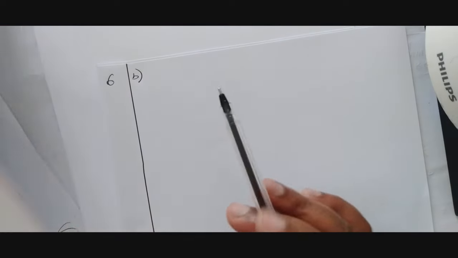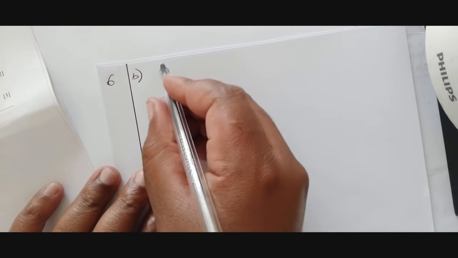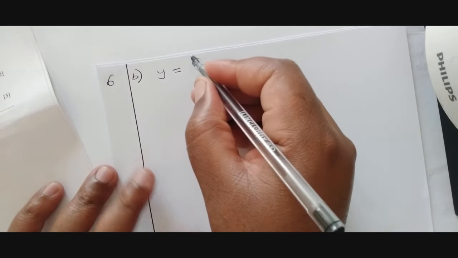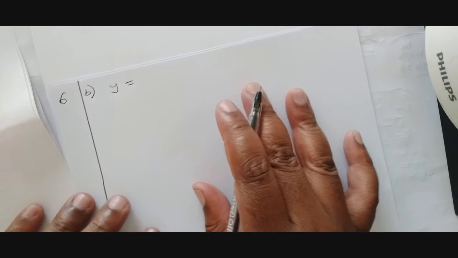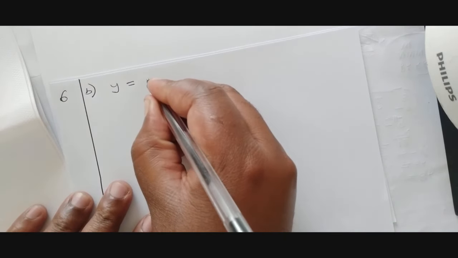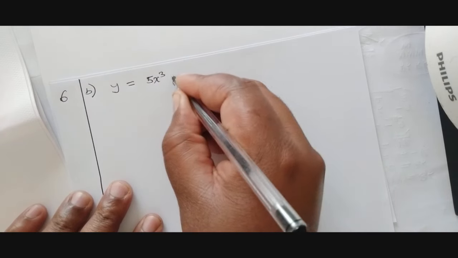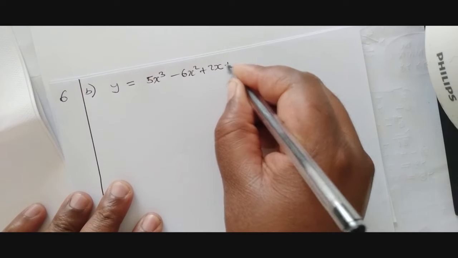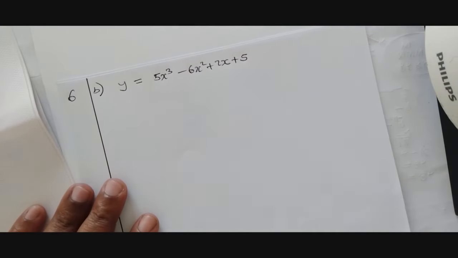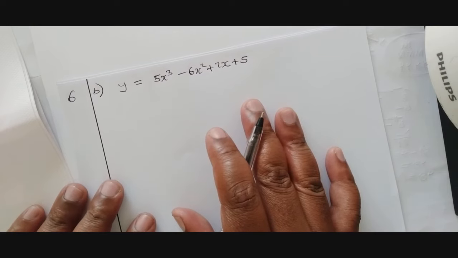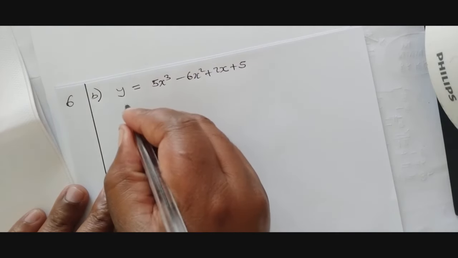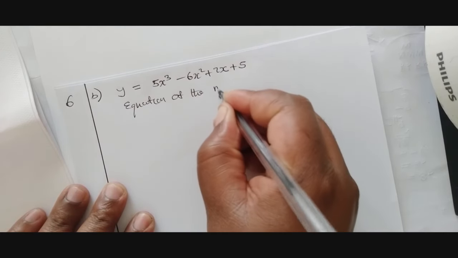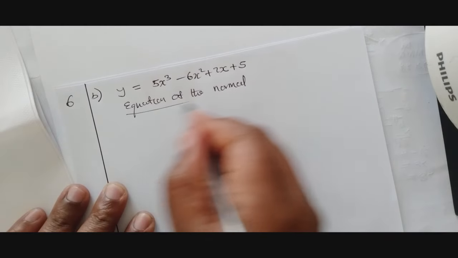Okay, so what is our equation? Our equation is y is equal to 5x to the power 3 minus 6x squared plus 2x plus 5. Now, we want to find the equation of the normal. Right? Equation of the normal. Okay. How do we do that?